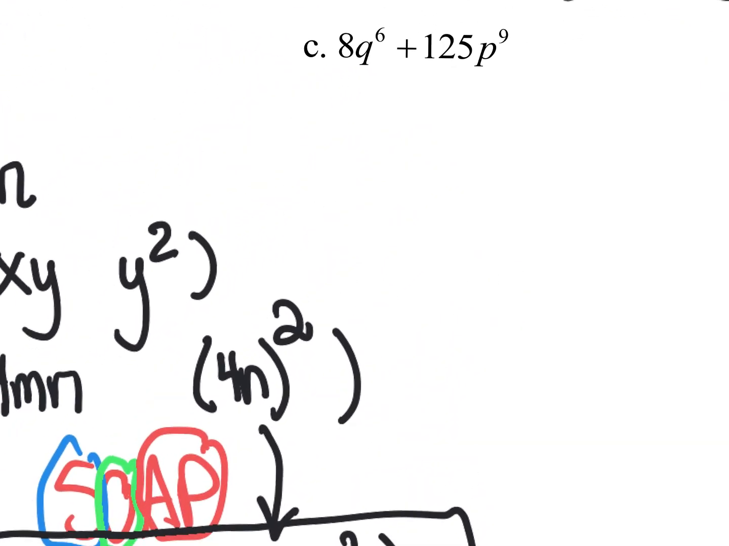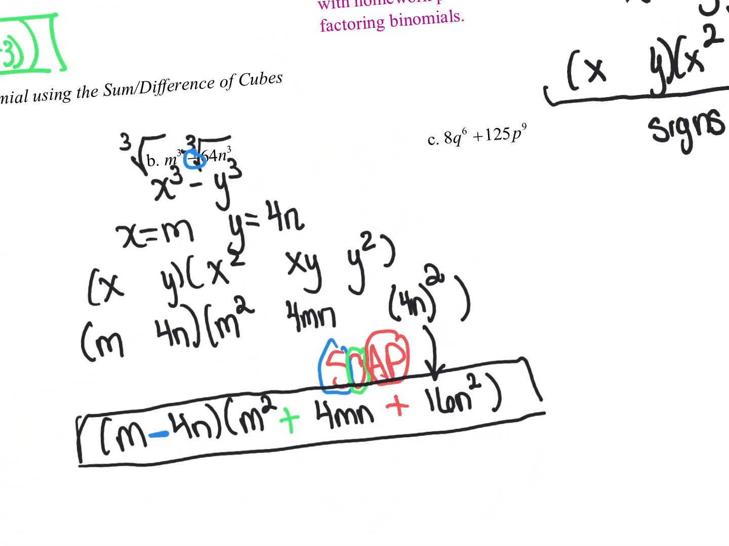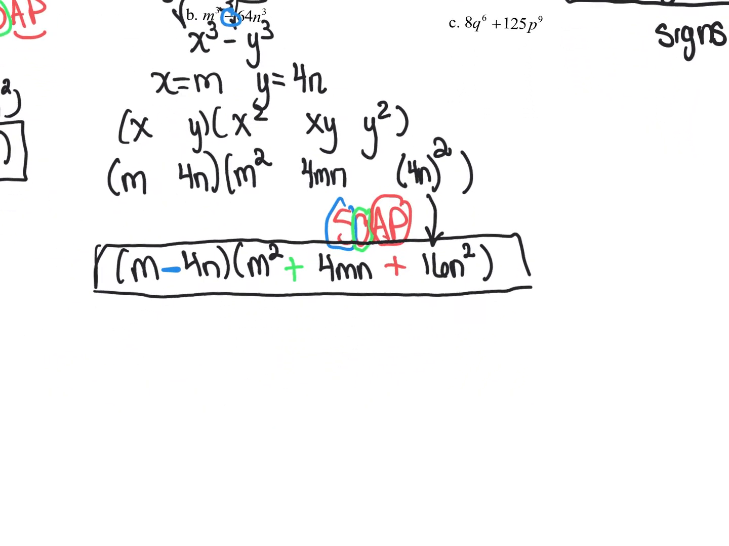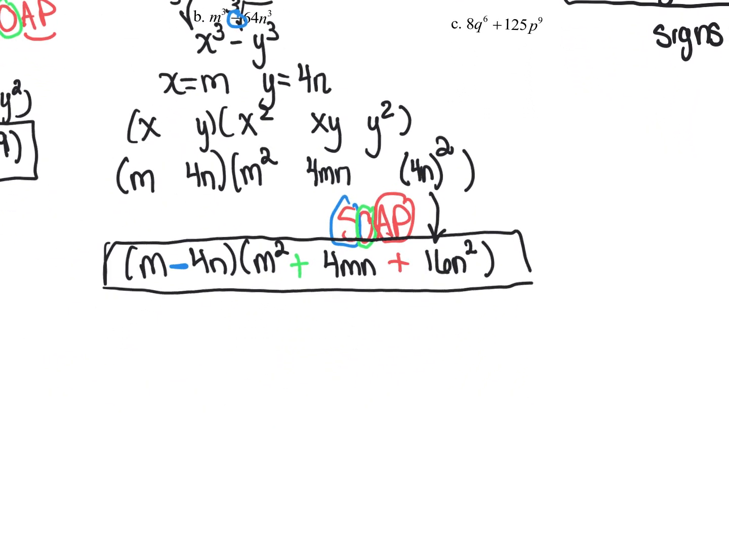I'm going to copy this one down right here, the letter C that we haven't done yet, because I'm running out of room. So let me just copy that down real quick. So letter C is 8q to the 6th plus 125p to the 9th. This is x cubed and y cubed. So I need to cube root them.